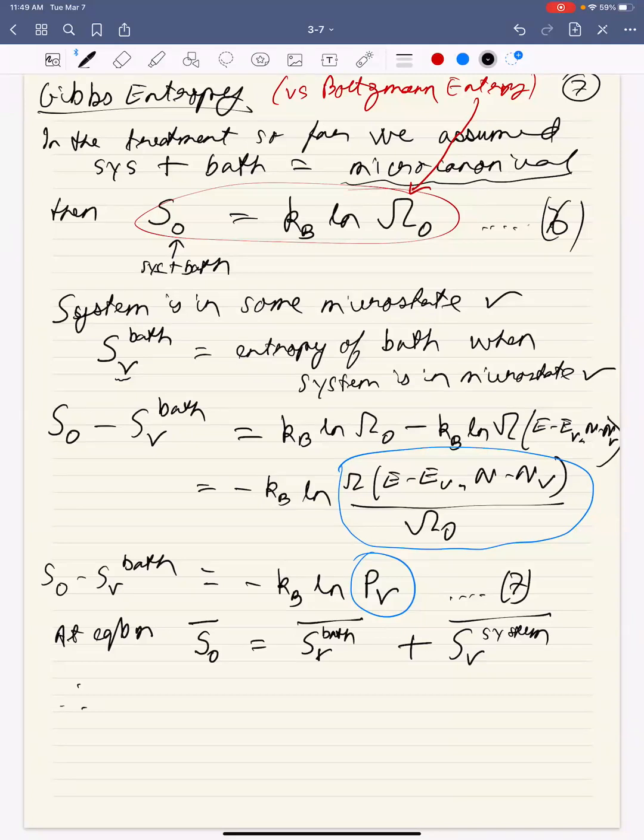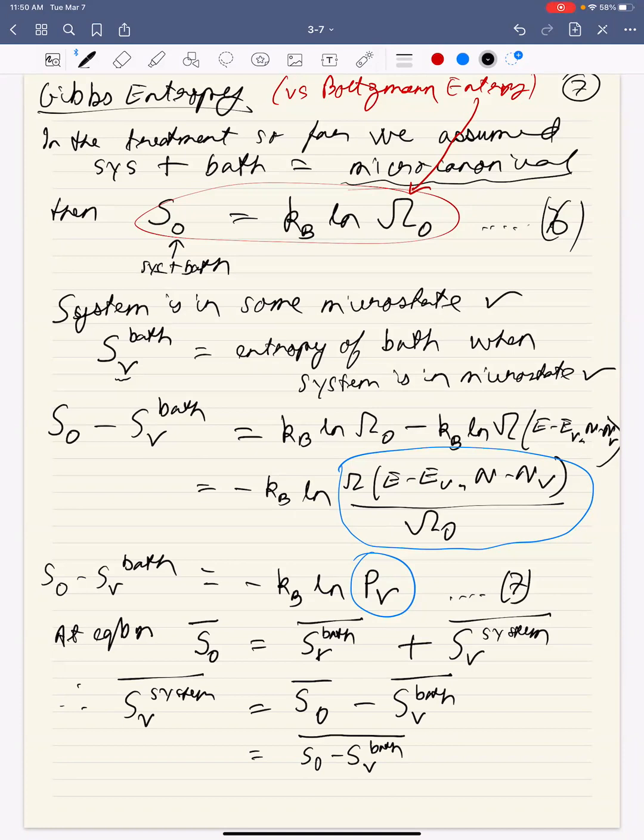Therefore, S nu system averaged is going to be S naught bar minus S nu bath bar, or average of S naught minus S nu bath. Okay.